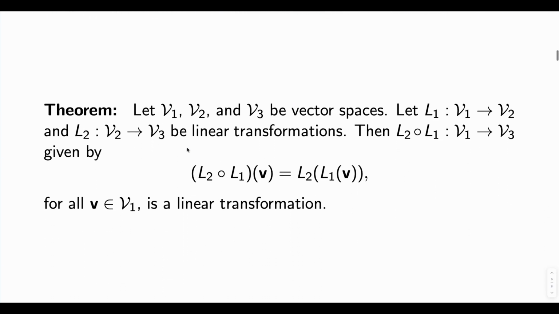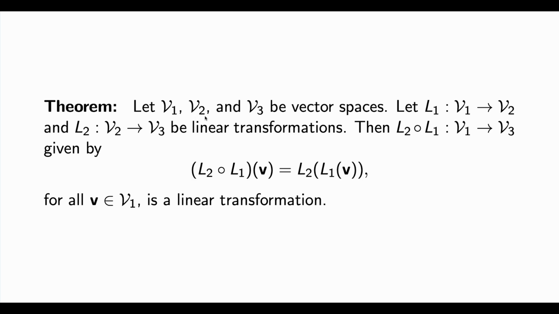Another result: let V1, V2 and V3 be vector spaces such that the map L1 from V1 to V2 and L2 from V2 to V3 are both linear transformations. Then the composition map L2 composition L1 from V1 to V3, given by (L2 ∘ L1)(v) = L2(L1(v)) for all v in V1, is again a linear transformation.